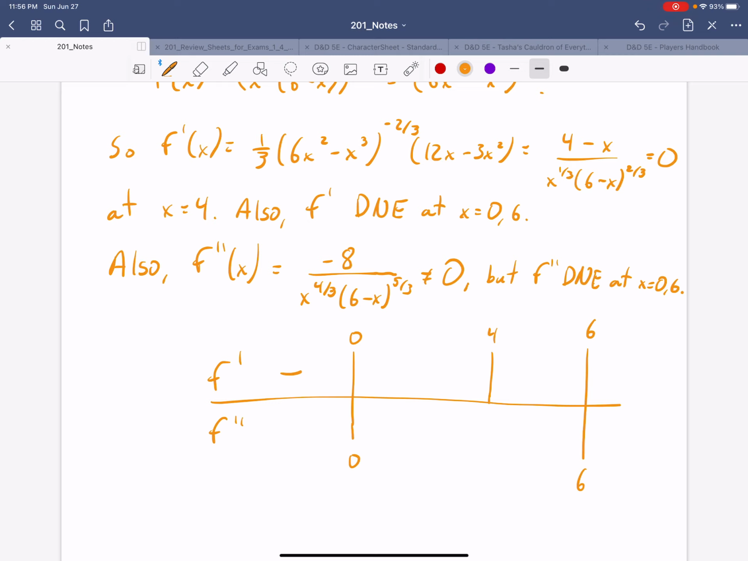Plug in a value from 0 to 4. Well, the top is still going to be positive, and the bottom is also going to be positive. So we actually have that the function's increasing there.